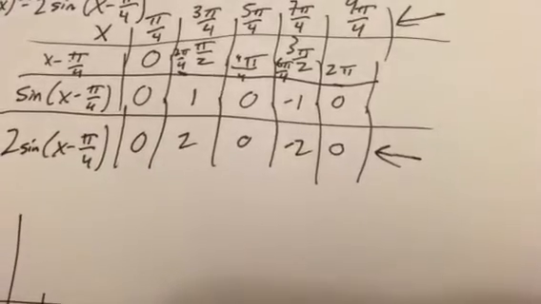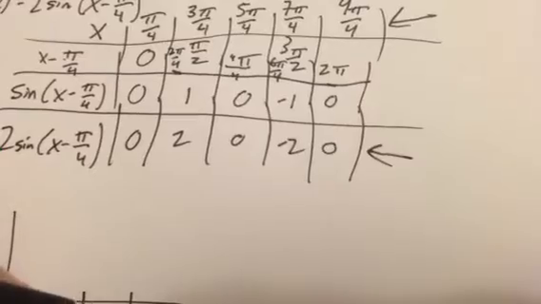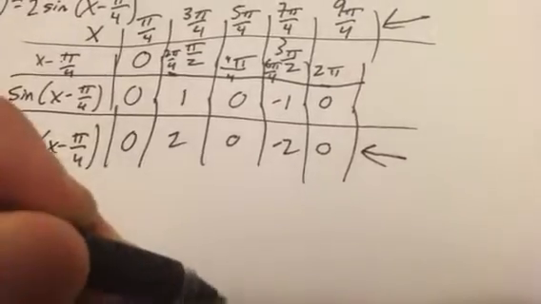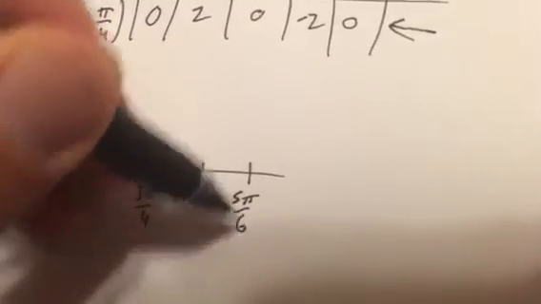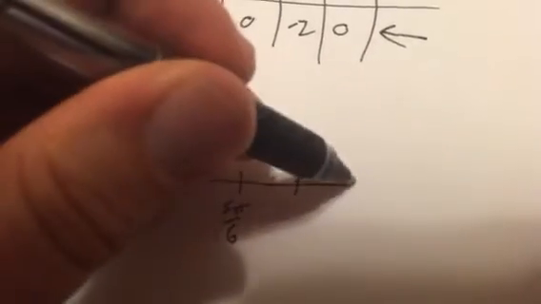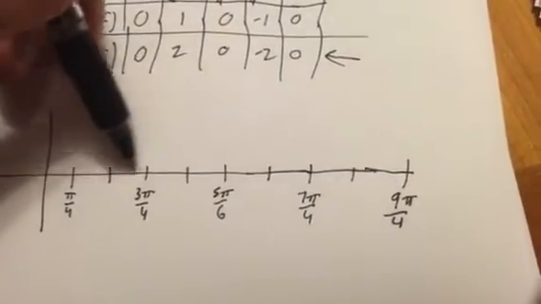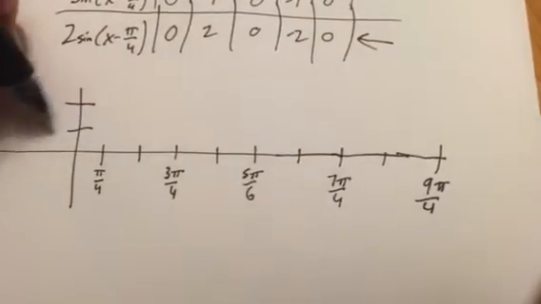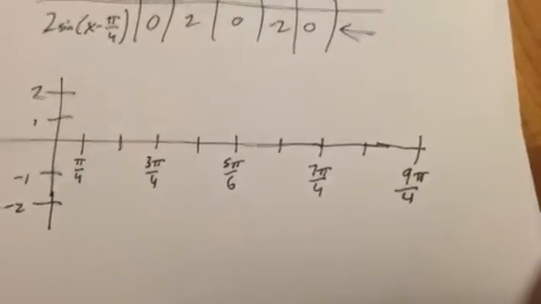So let's see. If pi over 4 is there, that's 2 pi over 4. That would be 3 pi over 4, 4 pi over 4, sorry, 5 pi over 4, 6 pi over 4, 7 pi over 4, 8 pi over 4, 9 pi over 4. Oh, I made that wide, but that's all right. But notice I have a constant scale going on here. And then I know that it's going to go up to 2, go down to -2.